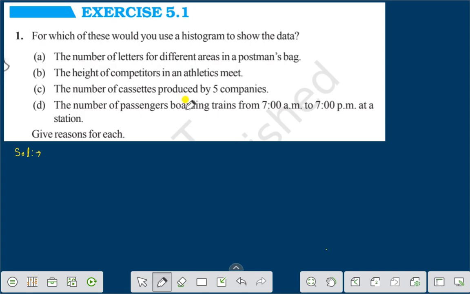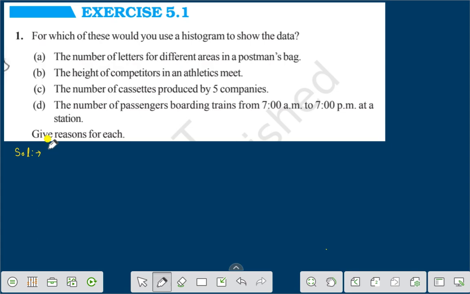And D, the number of passengers boarding trains from 7 to 7 p.m. at a station. If the number of passengers is given, therefore in case of B and D, we can make histograms. In case of B and D, right?